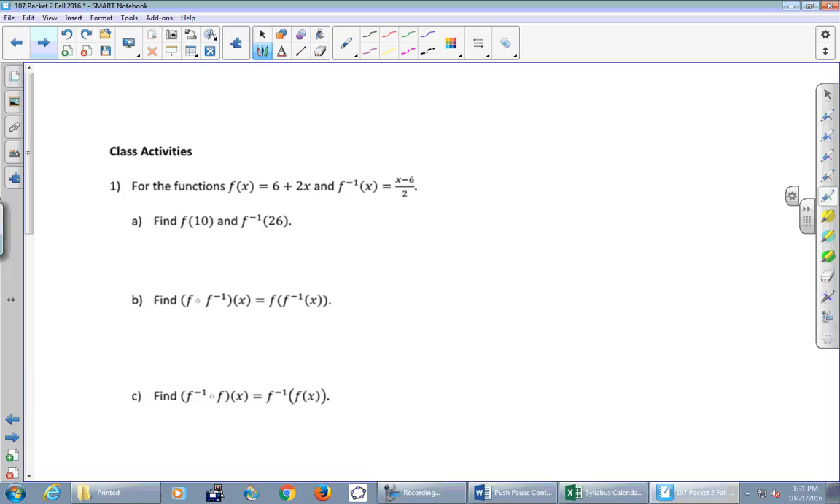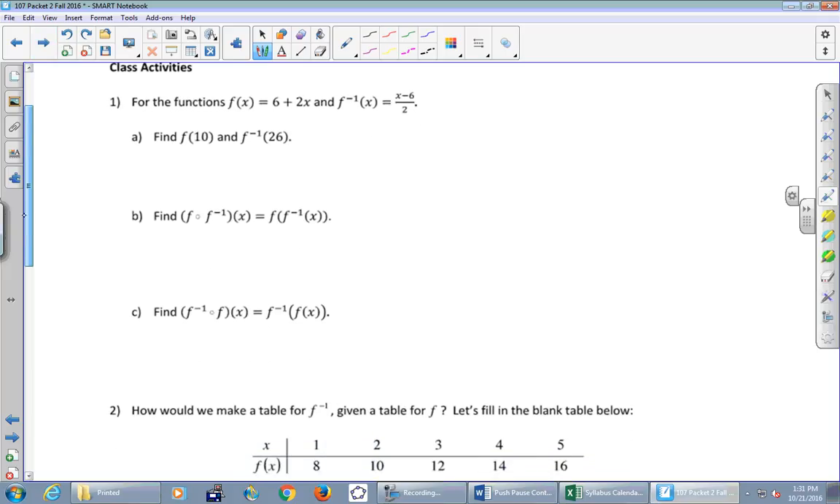Let's try it on the next page here. So I know this is part of the activities. We're going to do one of these guys together, and then you'll do the rest with your neighbors. So number 1, starting with the same two functions, 6 plus 2x and x minus 6 over 2. We're not going to do part A. We're going to do part B right now. Let's try this.